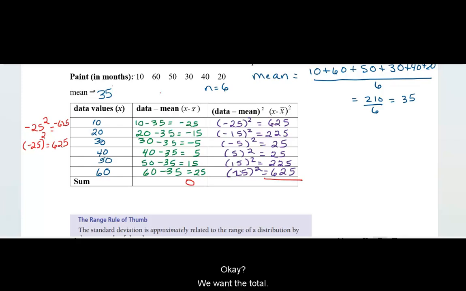Okay, we want the total. That gives us 1,750. I'm going to continue on, going back to the steps.